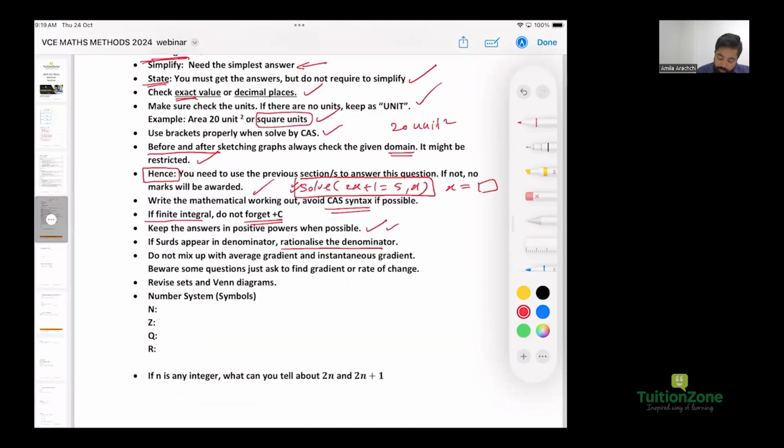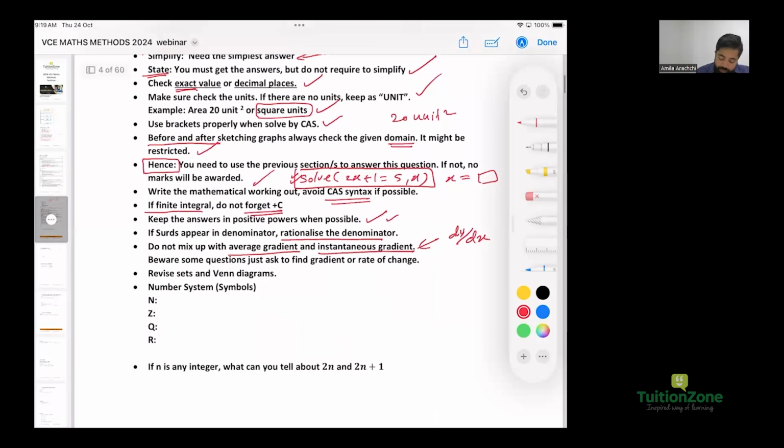Oh yeah, this is another common mistake: average gradient versus instantaneous gradient. If they're looking for the average, we need two points. Instantaneous means only one particular point, which is the same as dy over dx. Cool. And sets and Venn diagrams, you have done them since year 9, but make sure you know how to do the union, intersection, and dashes. They're common.